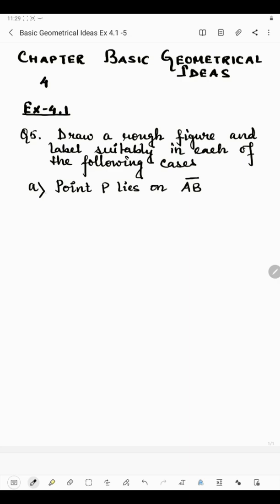Now see, in part A we have point P lies on AB. Now here one sign is given. So this is the symbol of line segment. We know that this is a symbol of line. This is a symbol of line segment. And this is the symbol of ray, isn't it? So here AB is a line segment.